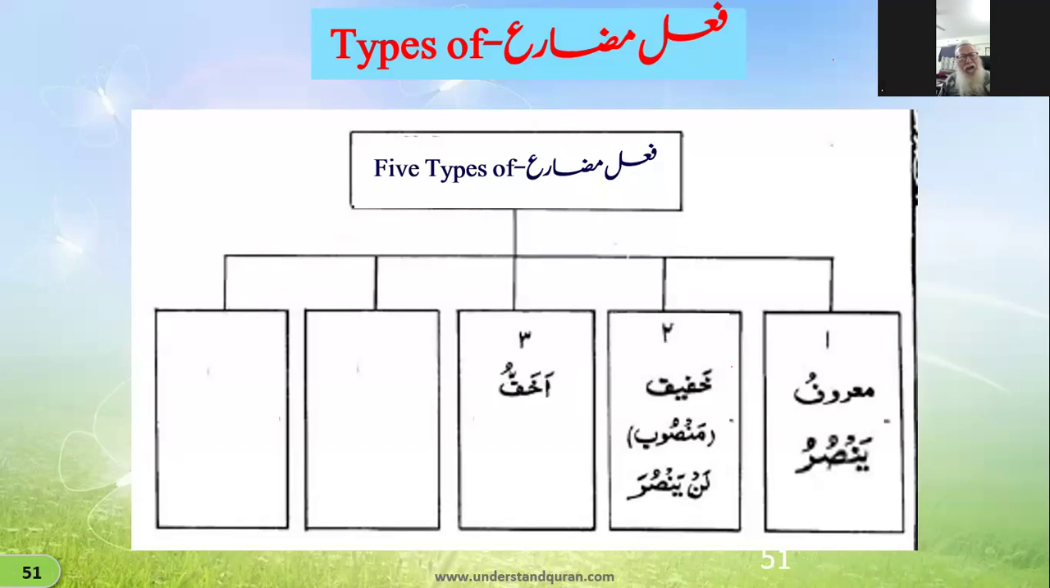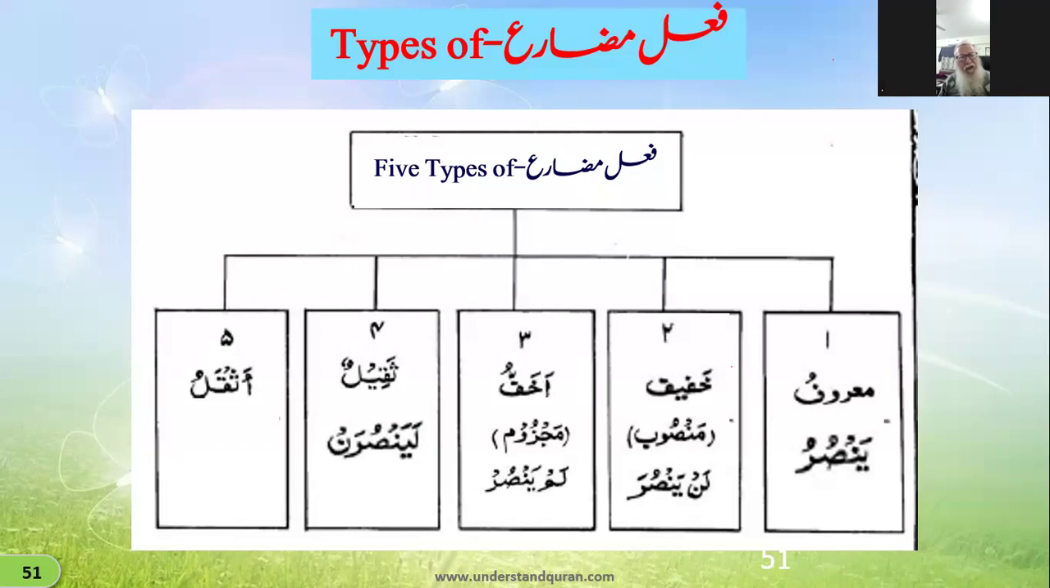The next is called akhaf, very light. Majzoom, the dhamma is taken away: lam yansur. The fourth is thaqil. Thaqil means heavy: la yansuran. Lam comes and nun comes. La yansur. And the fifth one is called athqal, the heaviest. Lam comes with nun mushaddad: la yansuranna. So these are the five types of it.